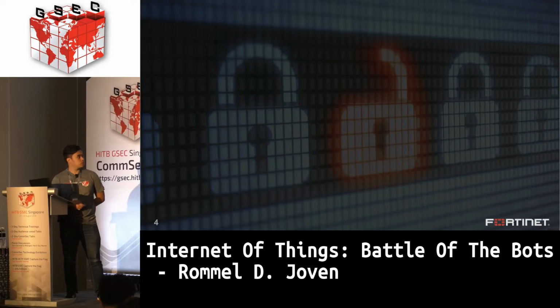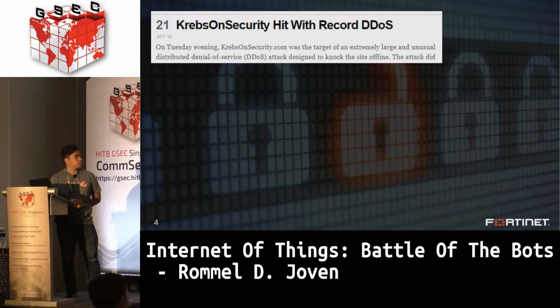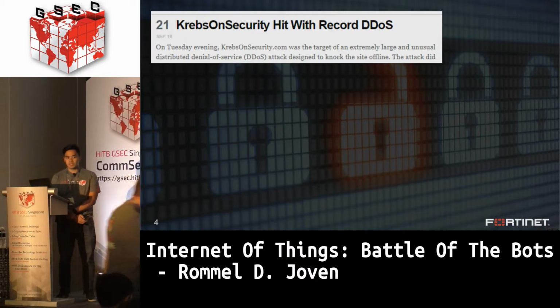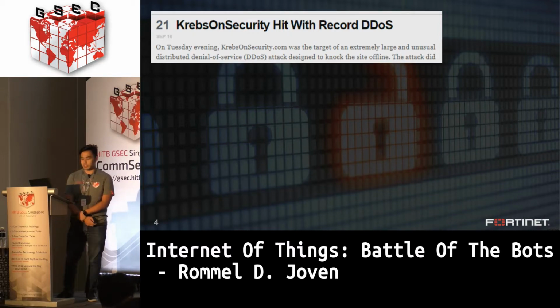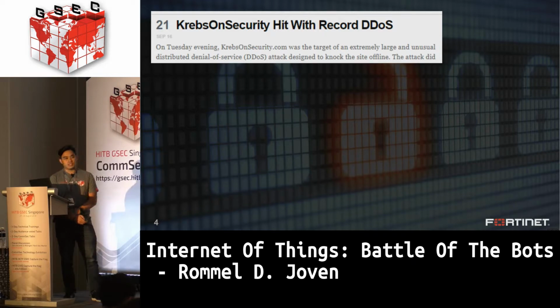So the overview. Just to refresh your memory on Mirai, we'll take a look at some news that it made 2 years ago. The first one is the attack on Krebs on Security. This guy is a famous journalist in computer security, and the attack caused the site to be offline for 4 days. The record traffic was around 620 gigabits per second.